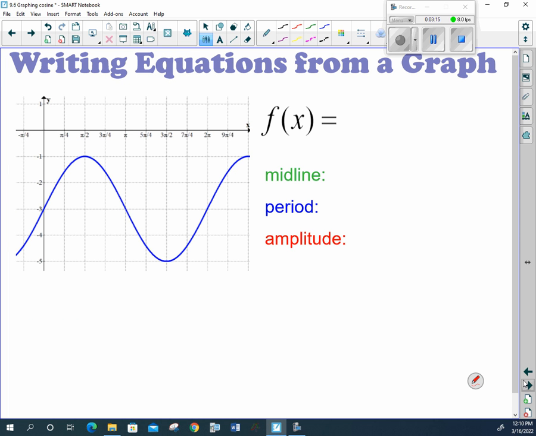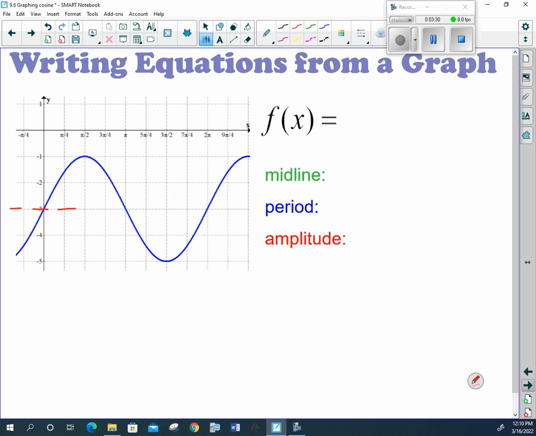Okay, we're going to write the equation of a graph now. So this time I'm giving you a graph, and we need to write its equation. You're always going to want to find your midline first. That's going to help you decide if you're going to do a cosine or a sine curve. So you're going to find your midline.